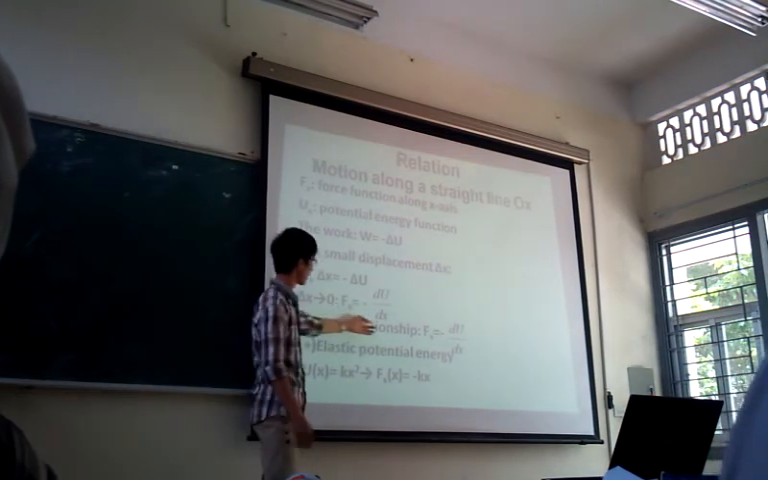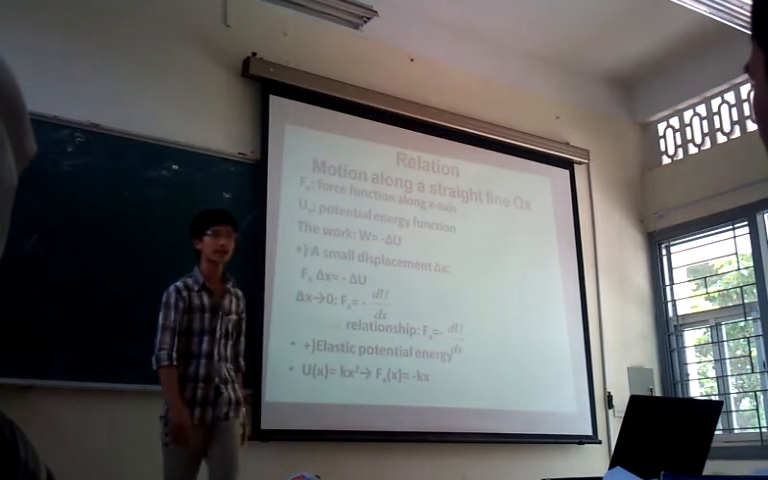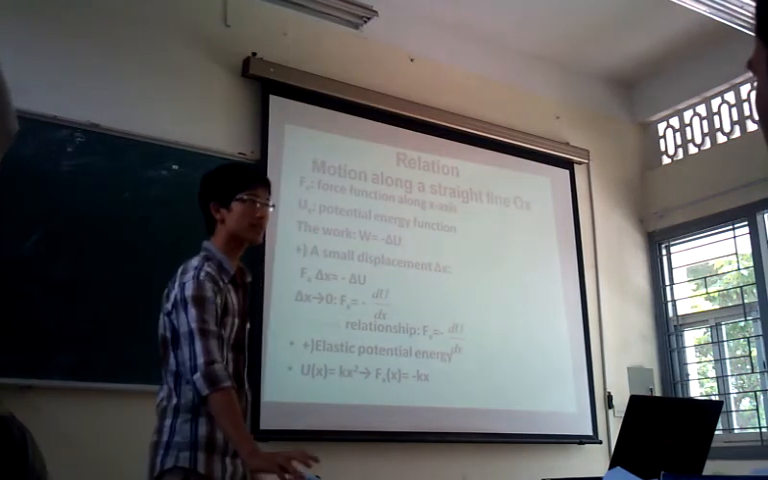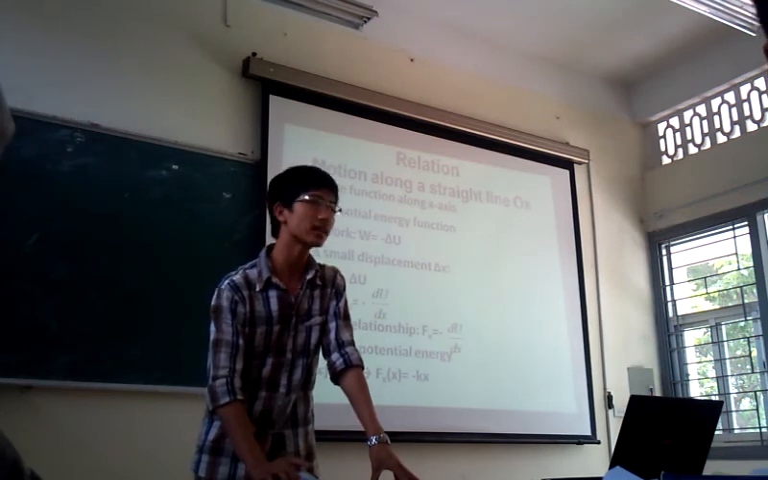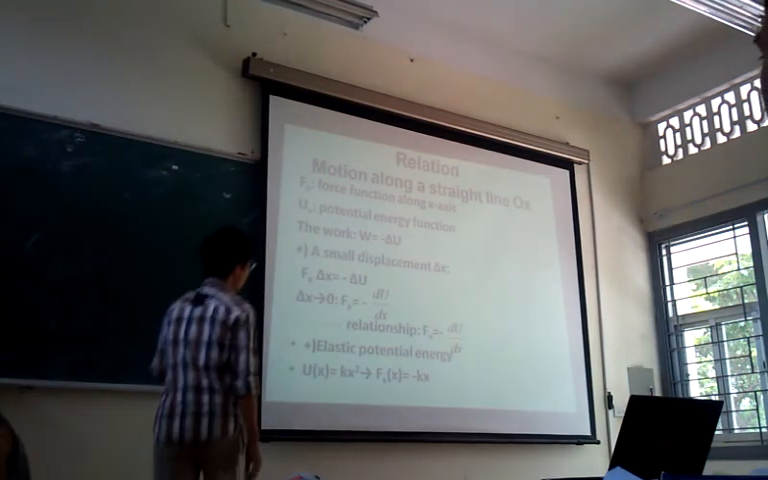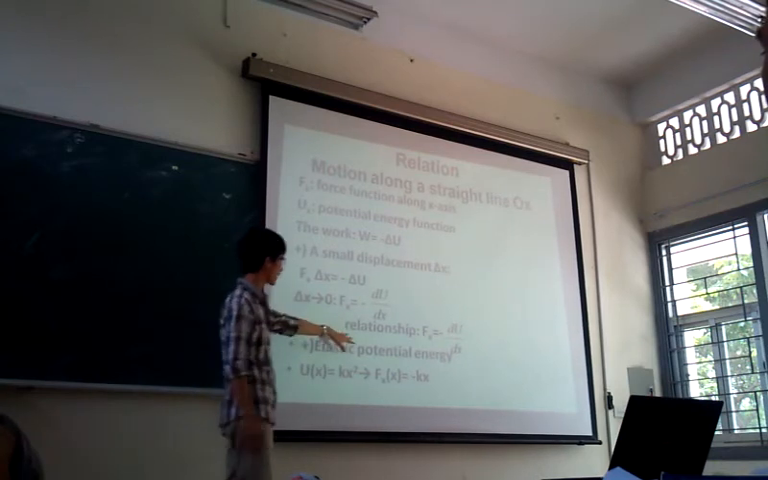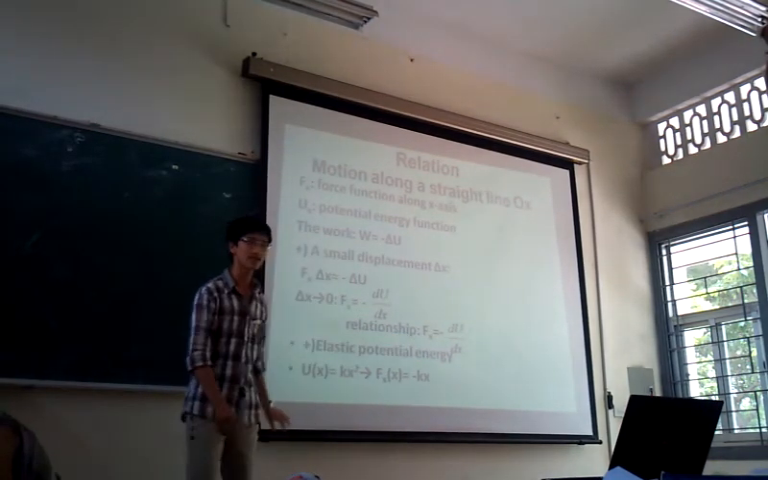Then we will have this formula, which is very important: Fx equals minus dU over dx. I explain more details and more steps in our handout. You can see it in the handout on your sheet of paper. In conclusion, this is the most important: our relationship is Fx equals minus dU over dx. Okay?